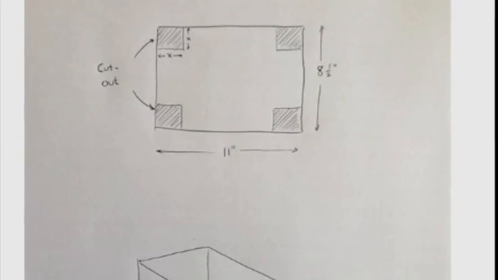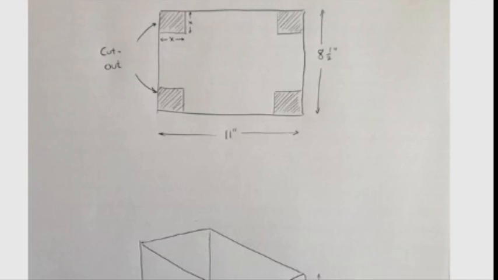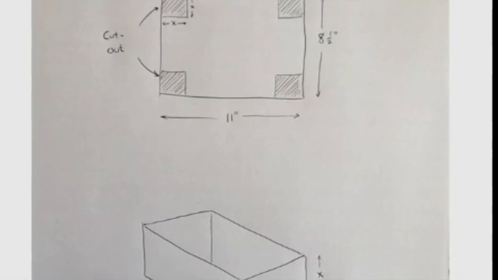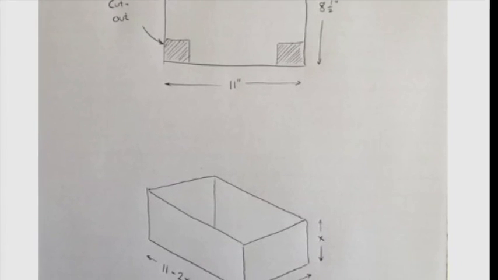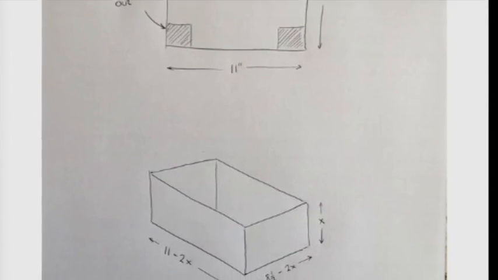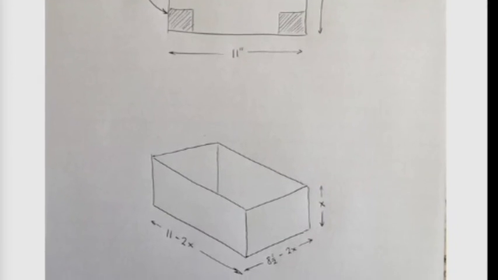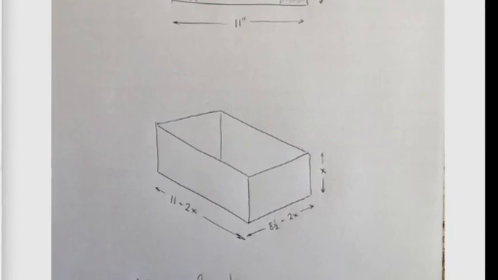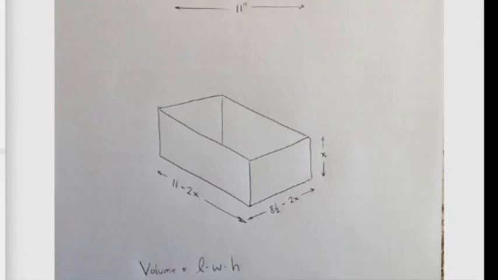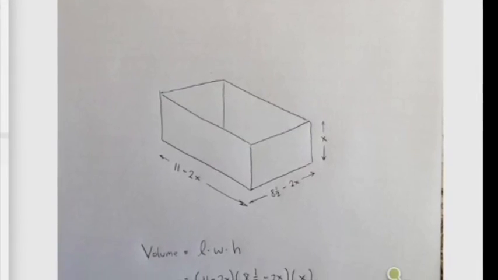And then notice that the length, we took an x out of each end of the length. So our length became generalized as 11 minus 2x. And likewise, we took an x dimension out of each side of the width. So the generalized dimension of the width is 8.5 minus 2x.